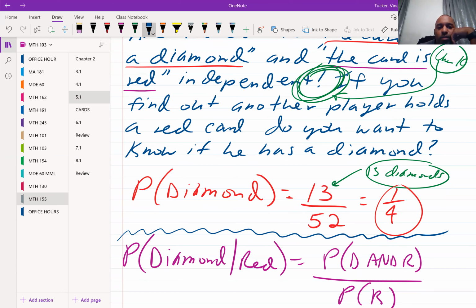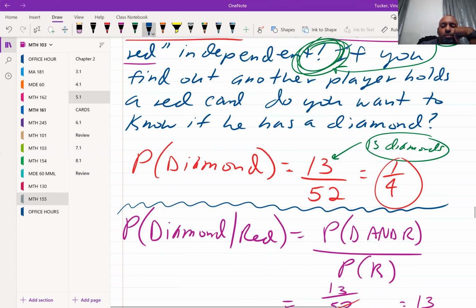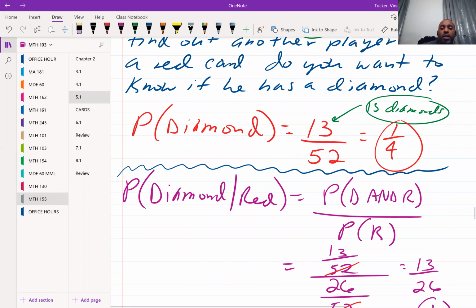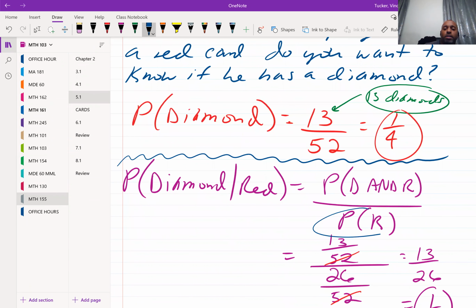So found another way to hold a red card. You want to know if you have a diamond. So the probability of getting a diamond, given that the card is red. A card being diamond and red, of course, it's still 13 out of 52 because all of my diamonds are red. But then the probability of red cards.